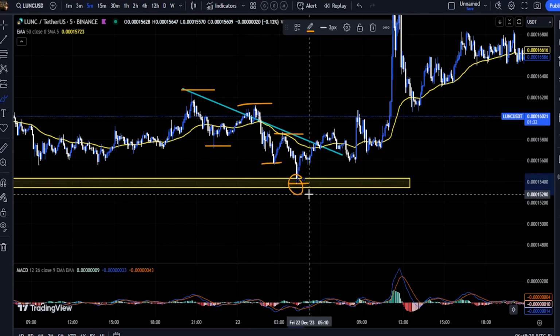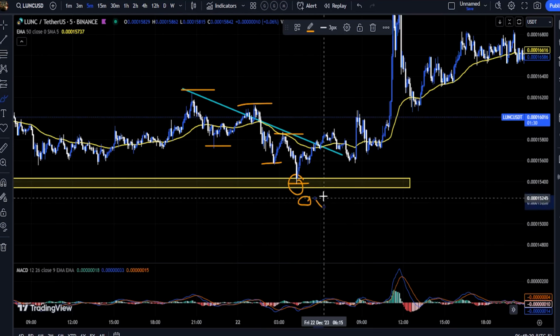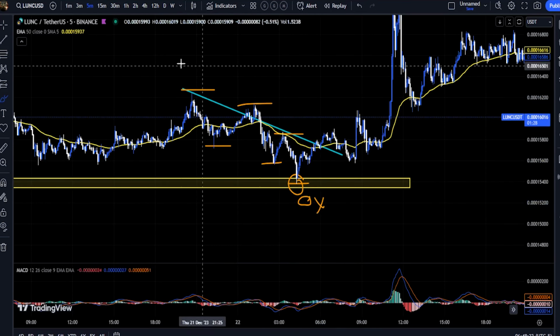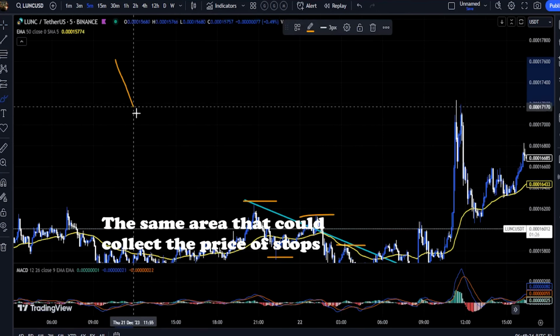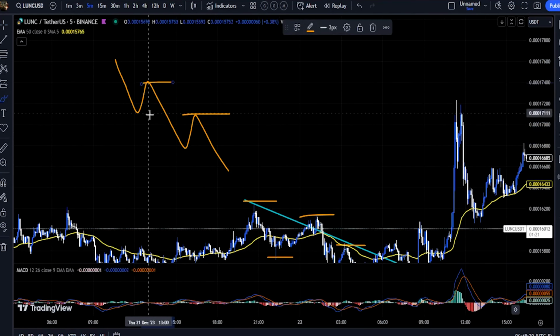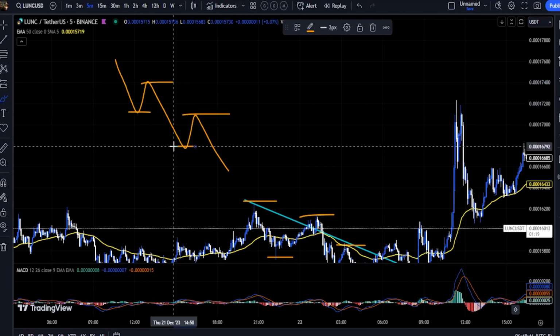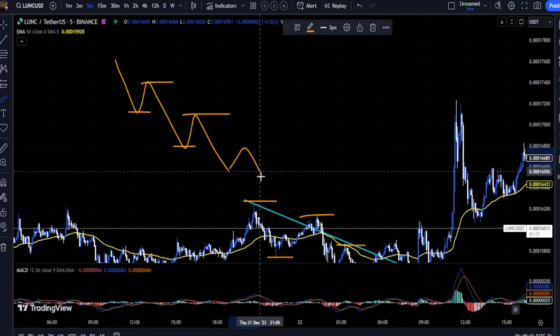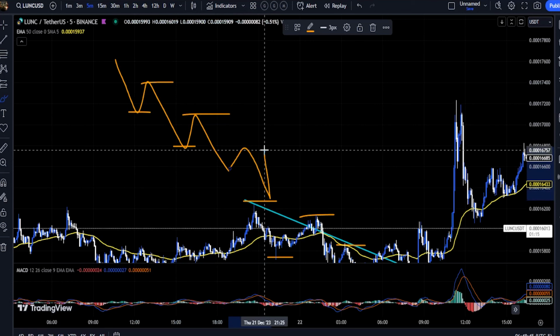Theoretically, when there is a pullback, we need to start looking for possible areas where we can continue the movement of the main trend. I keep trades in the direction of the main trend open for a longer period of time than trades in the opposite direction, because they have a high probability of going further.